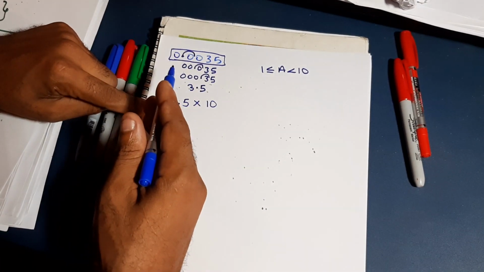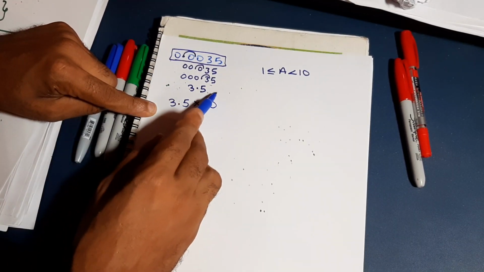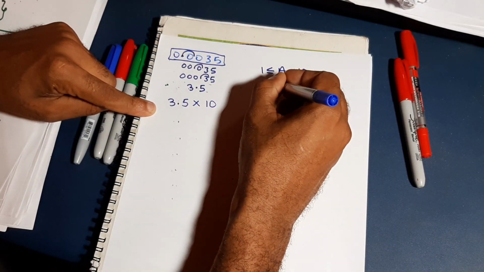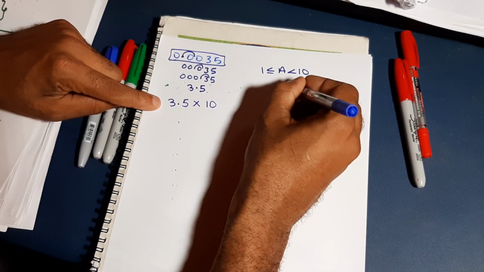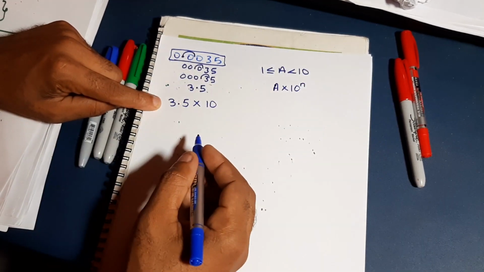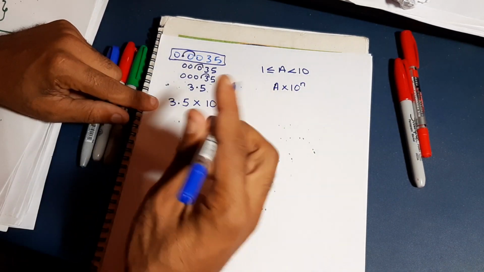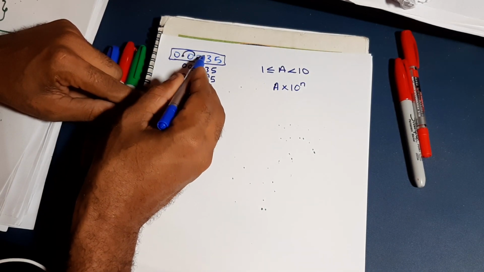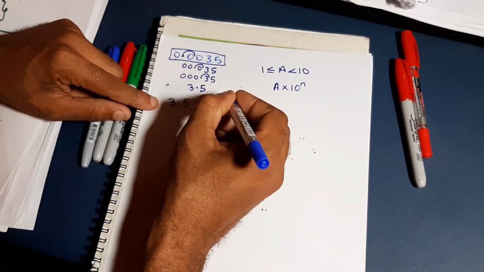Now, when you move the decimal point to the right, you're going to realize that something is going to happen to the power, the integer n. Remember, the standard form should resemble a times 10 to the nth power. So let's see what happens when you move the decimal point to the right. Now, how many times did I have to move the decimal point? I had to move it 1, 2, 3 times. So the power is going to be 3.